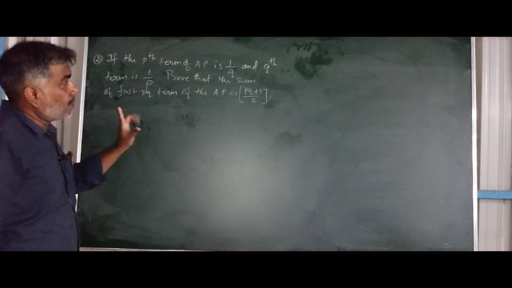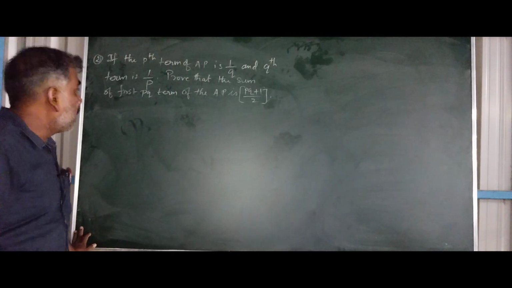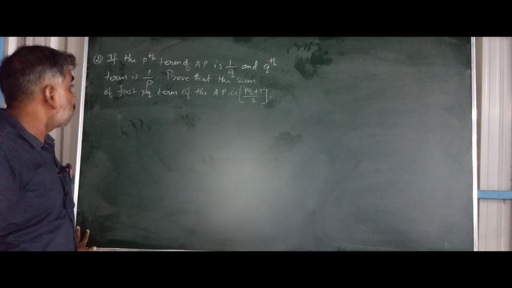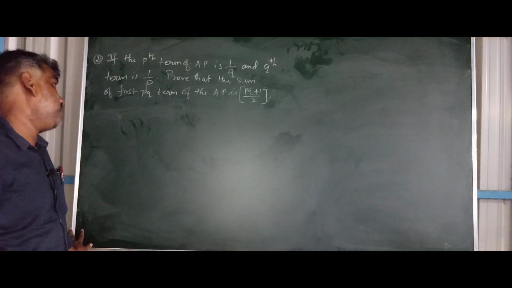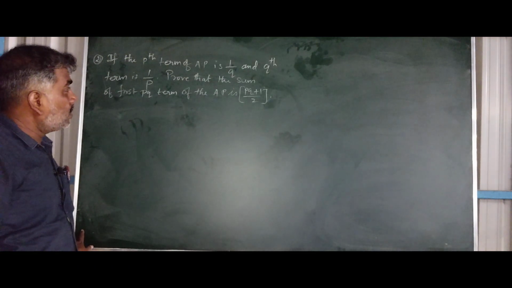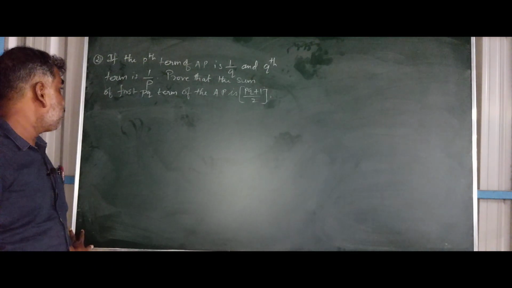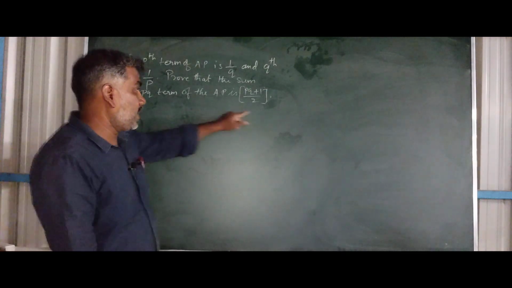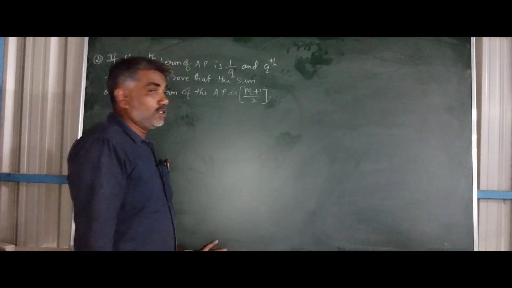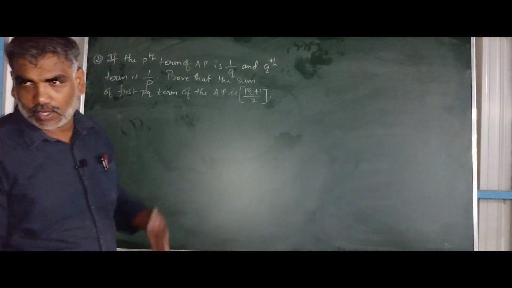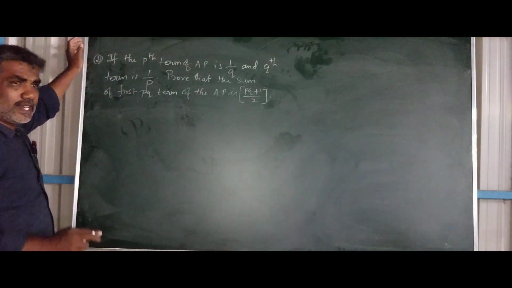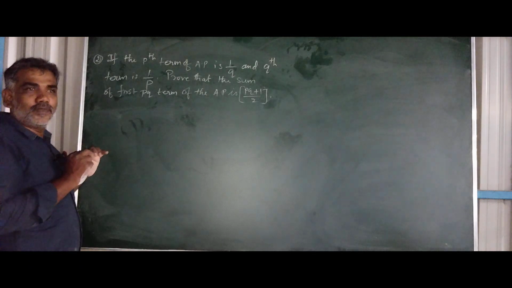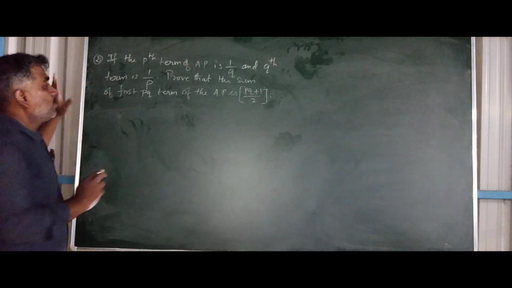If the pth term of an AP is 1 by q and the qth term of the AP is 1 by p, prove that the sum of the first pq terms of the AP is (pq plus 1) by 2. Okay, இந்த மாதிரி questions அதனால நம்ம லாஸ்ட்டாக எடுக்கிறோம். Okay, good. ஒன்றும் கஷ்டம் கிடையாது, but just need a little focus, அவ்வளோதான், more focus.